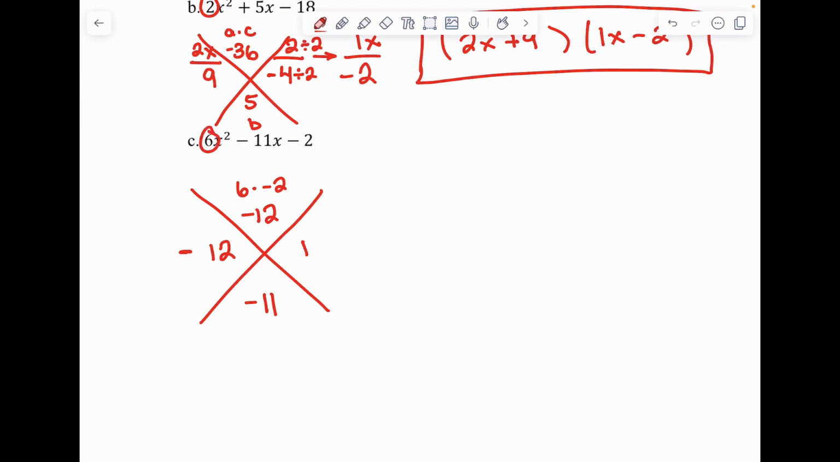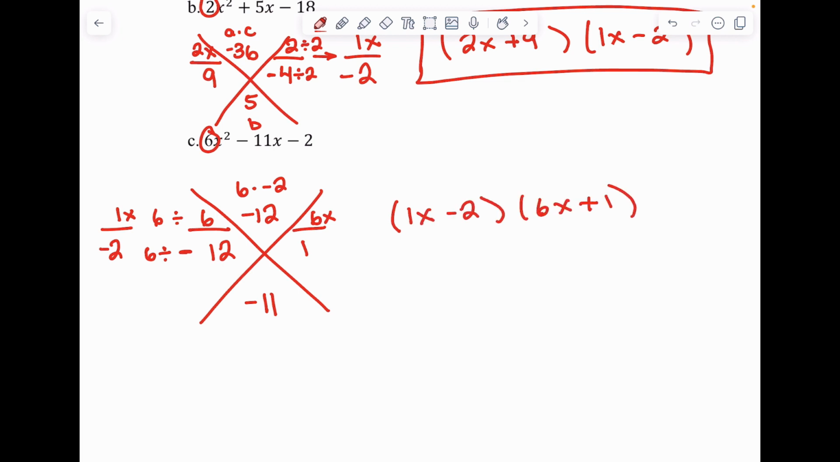I then am going to put 6 on top of both of my numbers and simplify if I can. If I divide both 6 and negative 12 by 6, I will get 1 and negative 2, and 6 and 1 can't simplify. I make sure to note that my top number is going to be with my x, and so I'll have 1x minus 2 and 6x plus 1.